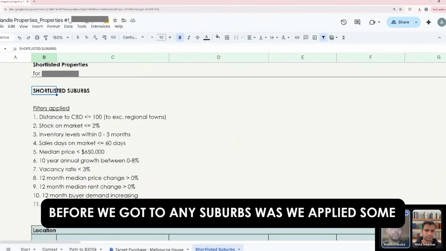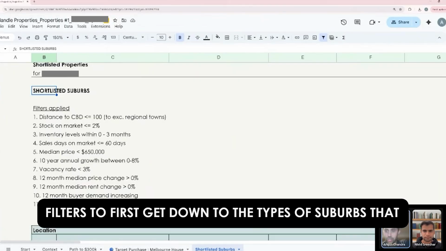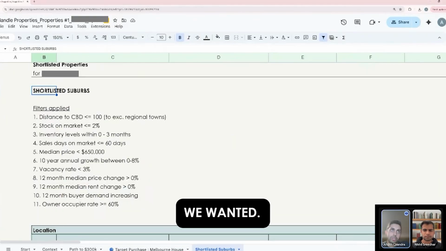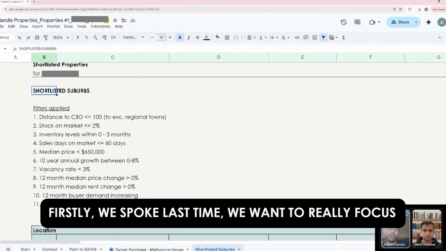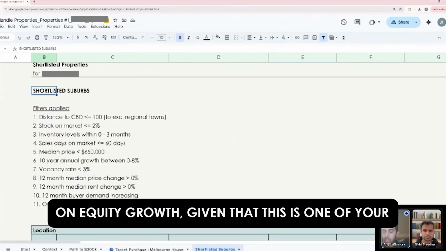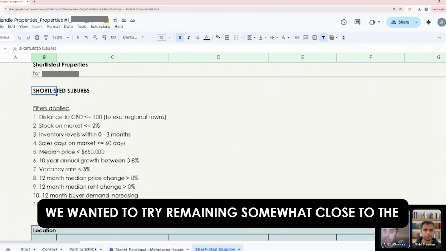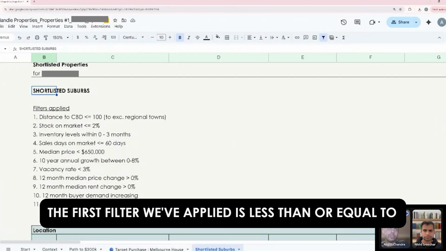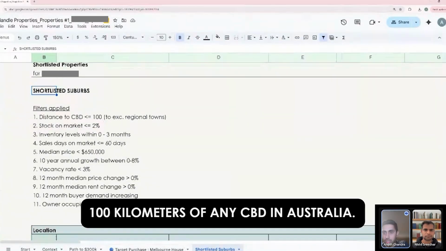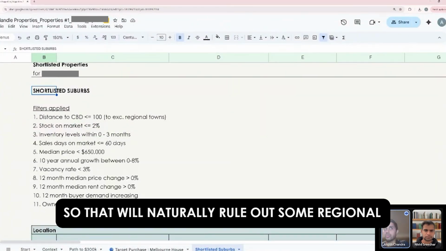Before we got to any suburbs, we applied some filters to first get down to the types of suburbs that we wanted. Firstly, we spoke last time, we want to really focus on equity growth. And given that this is one of your earlier assets, Niraj, we didn't want to go super regional. We wanted to try remaining somewhat close to the CBD. So the first filter we've applied is less than or equal to 100 kilometers of any CBD in Australia. So that'll naturally rule out some regional towns, which we think is okay.